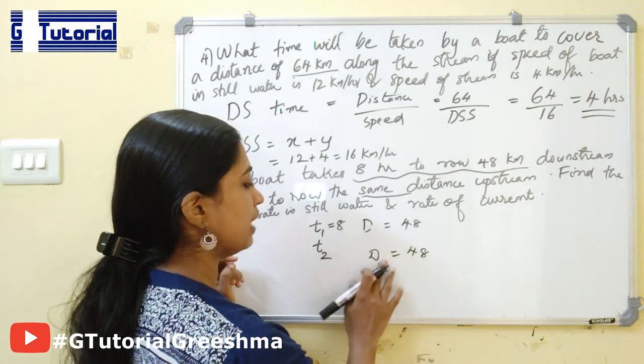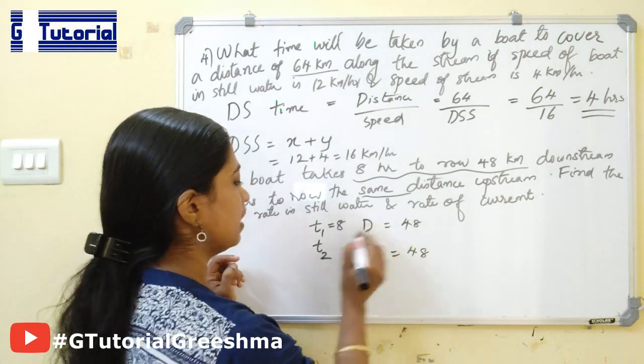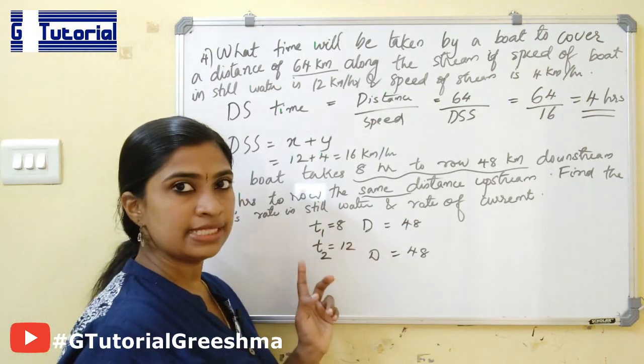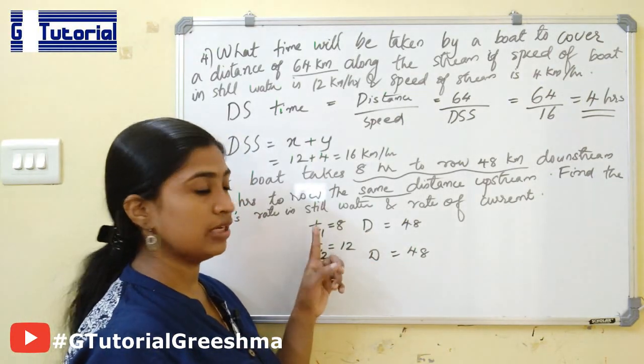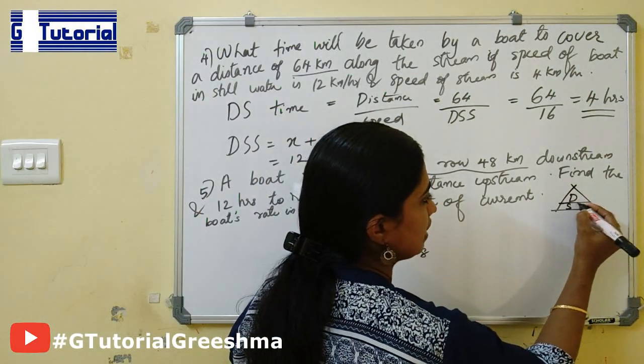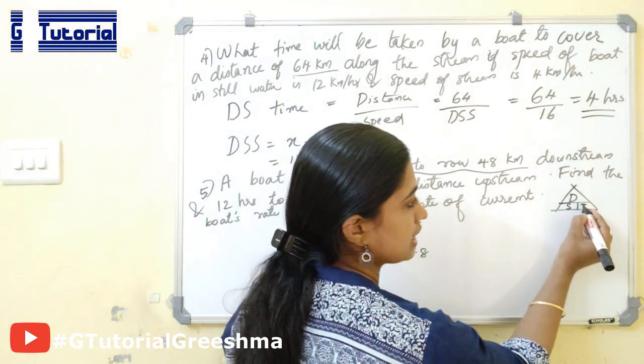So let us denote it by just D. And the time is 12 hours. In both cases, distance and time is given. If distance and time is given, what is speed? Distance, speed, time. Speed is equal to distance by time.